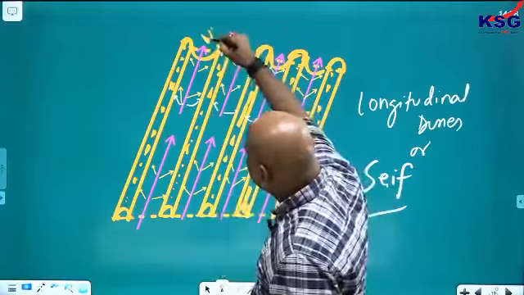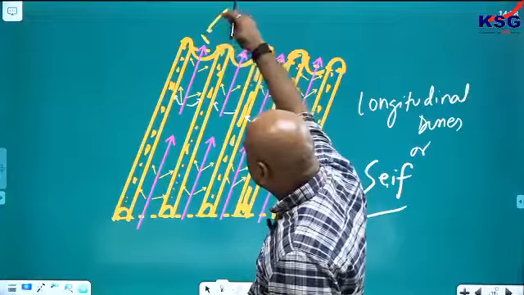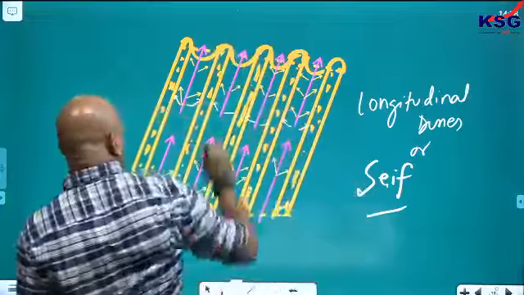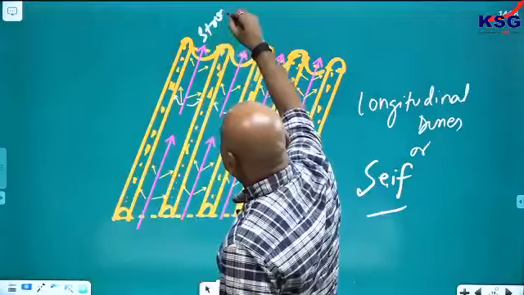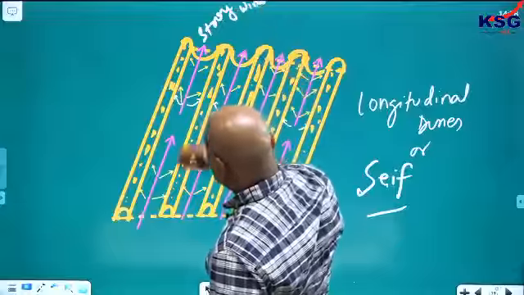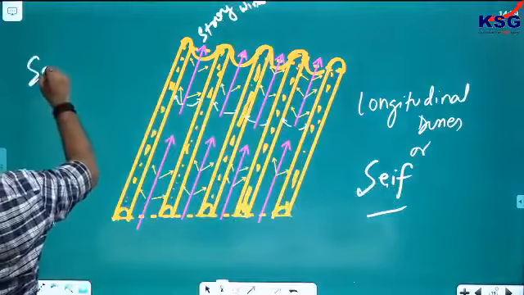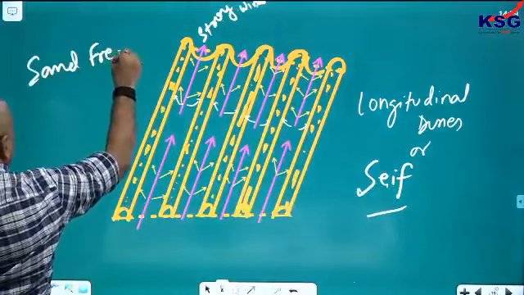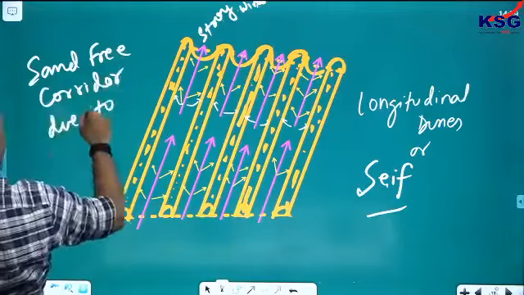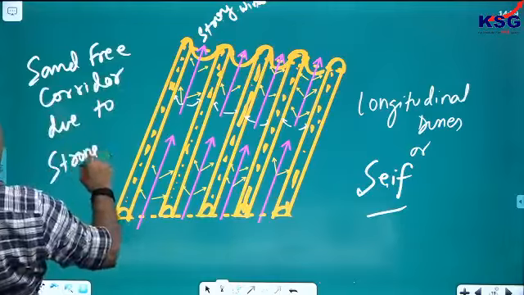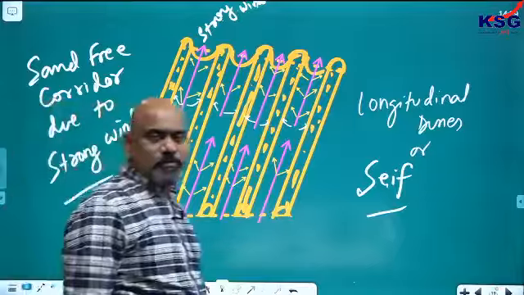Here there is more strong wind, so it is a sand free corridor. Strong wind, so sand free corridor due to strong wind here.